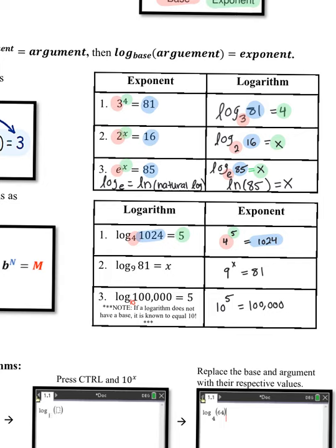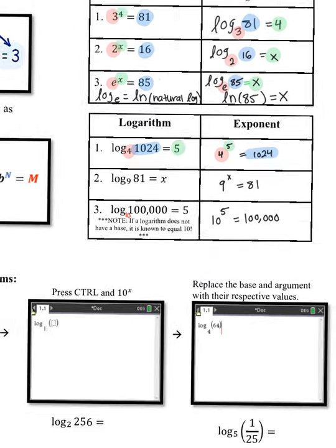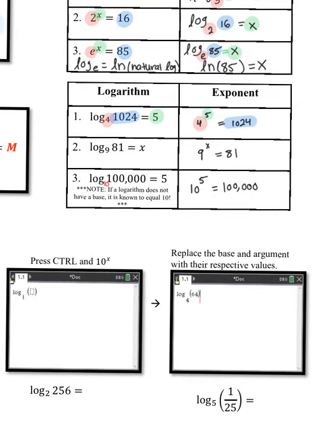The way that I teach my pre-cal kids to do this when you're going from log to exponential form, like we just did, I call it the snail.